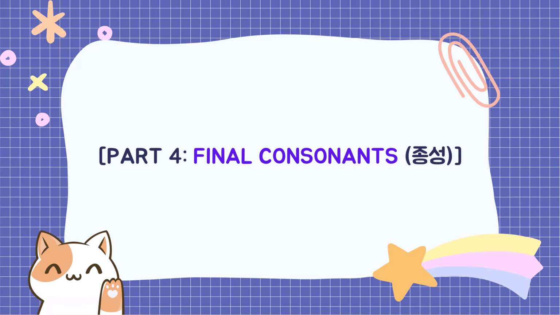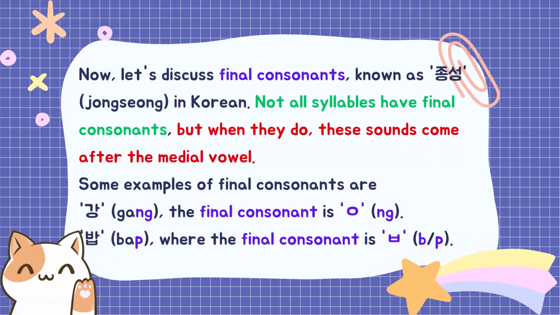Part 4: Final Consonants 종성. Now, let's discuss final consonants, known as 종성. In Korean, not all syllables have final consonants. But when they do, these sounds come after the medial vowel. Some examples of final consonants are 강. The final consonant is 이응. 밥. The final consonant is 비읍.